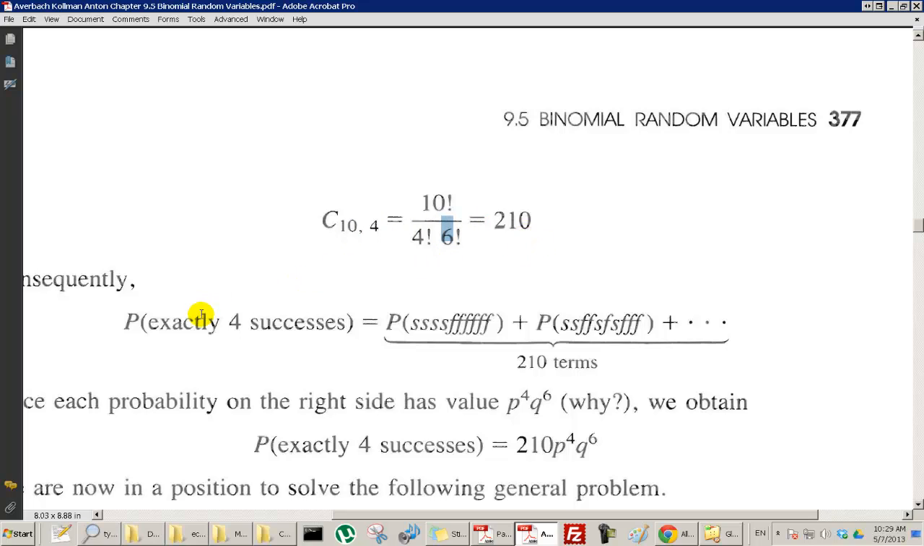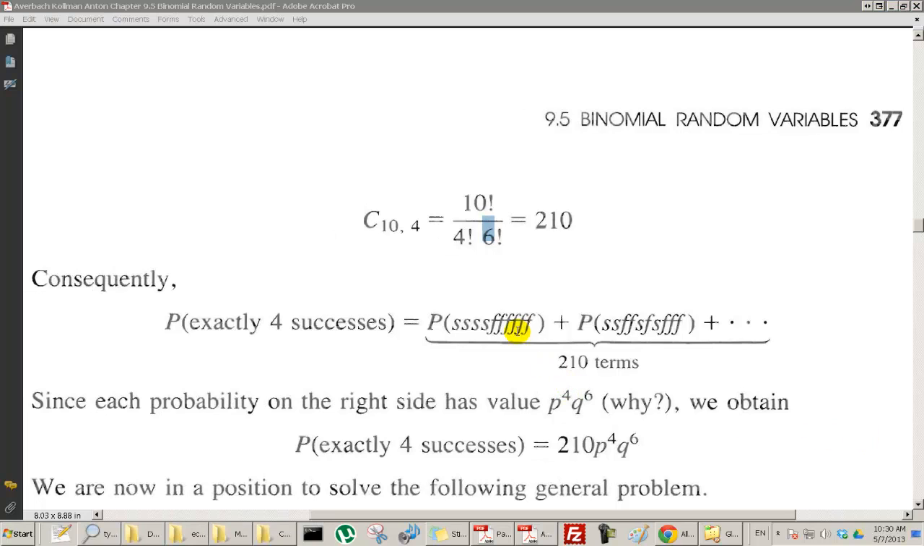Consequently, the probability of getting exactly 4 successes, well, we said with each one of them, getting exactly 4 successes is the probability of this one, plus the probability of this one, plus the probability of all the other ones. There's going to be 210 terms here.